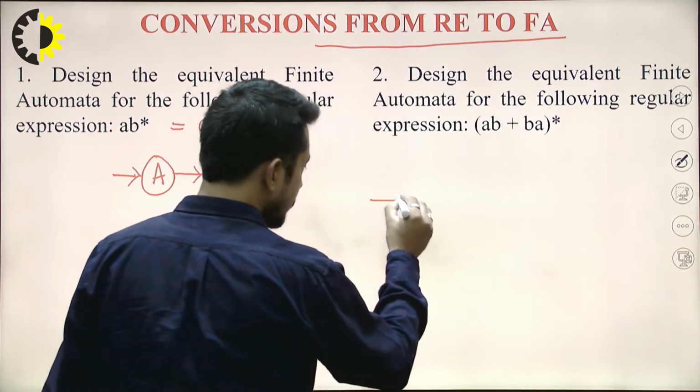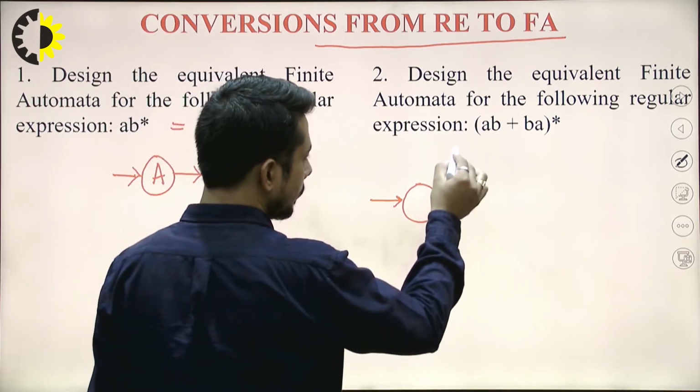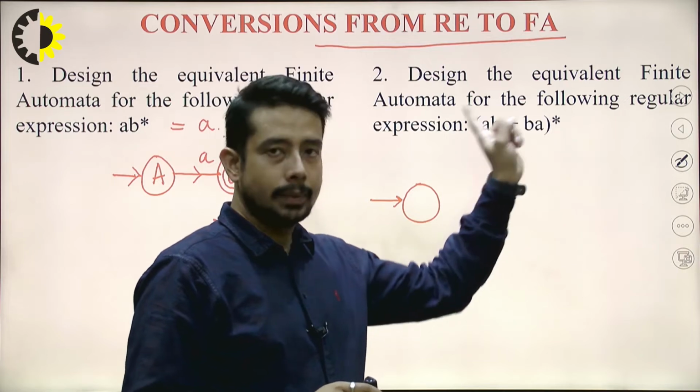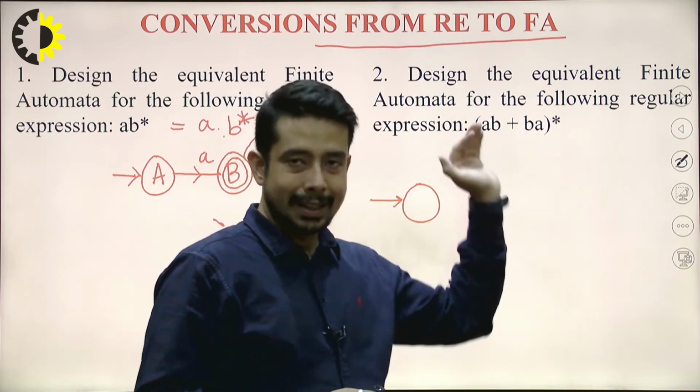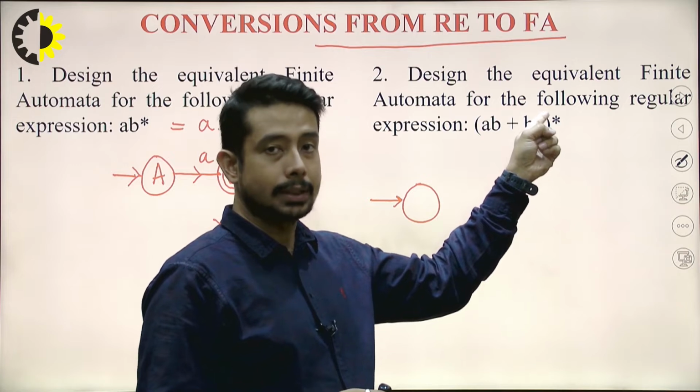Let me take an initial state. From the initial state, what I will try to do, see, this AB and BA, although it is going in the same direction, some way or the other, it is acting as a self loop. Why? Because asterisk is there.